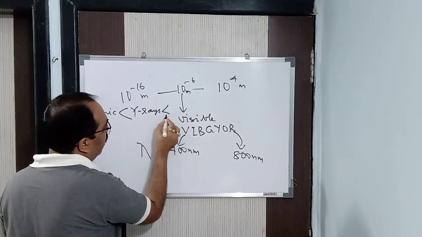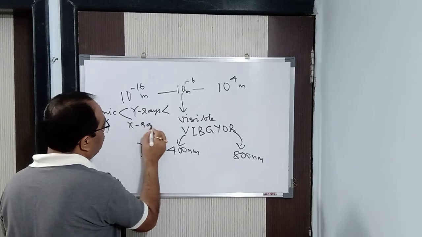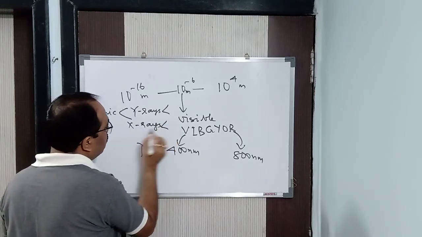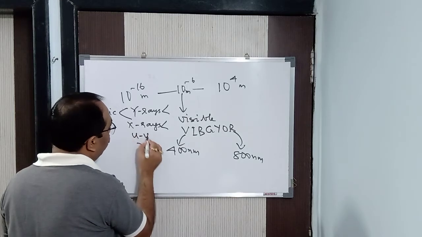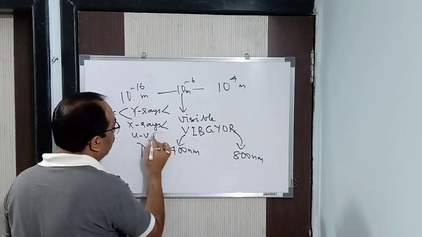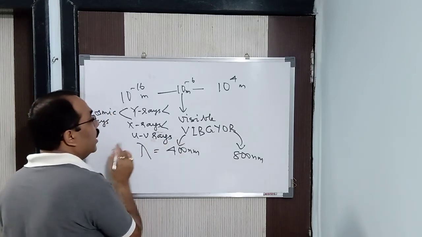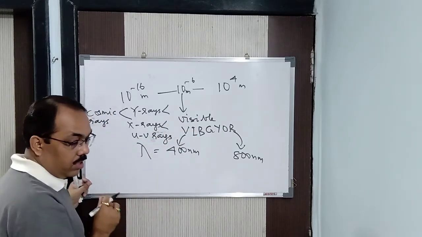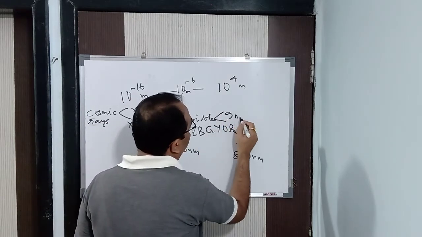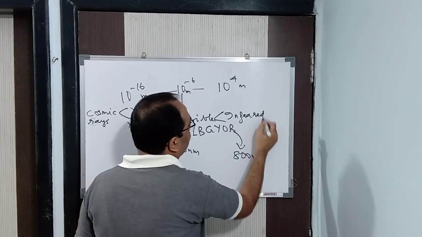After gamma rays, we have X-rays. After X-rays, we have UV rays, ultraviolet light. Then after UV rays, you get the visible one. After visible, you get infrared rays.